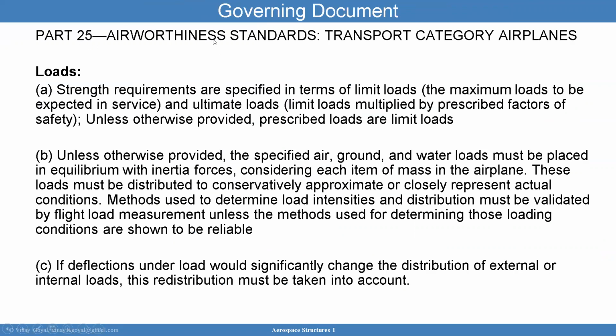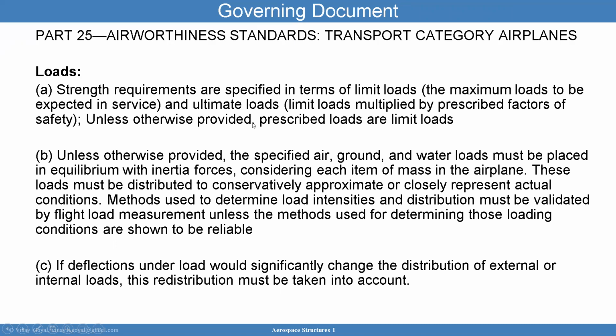Part 25 airworthiness standards, transport category airplanes. We're looking at transport category airplanes, which talks about loads, for example. For loads, strength requirements are specified in terms of limit loads, which cover the maximum loads to be expected in service. And then you have the ultimate loads, which are the limit loads multiplied by prescribed factors of safety.